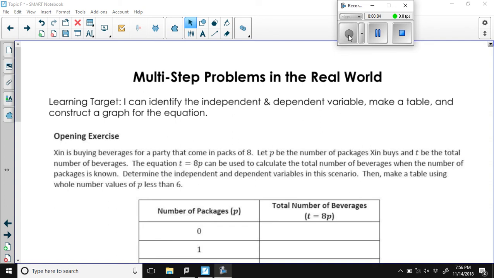Okay, in this lesson, we are going to take a look at multi-step problems in the real world. Your learning target is that you can identify the independent and dependent variable, make a table, and construct a graph for the equation. I'll give you a moment to read through the opening exercise and mark up the text.